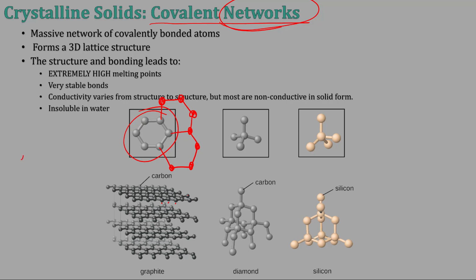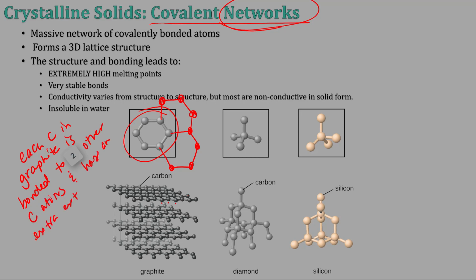So each carbon is bonded to other carbon atoms. And so it has an extra electron free to move about in one plane. And that's why graphite can conduct electricity. It's also why you can write with it. It kind of shaves it off. And so even though it has a high melting point, it's not nearly as hard as diamond is to break. Obviously, you can break pencil lead very easily.